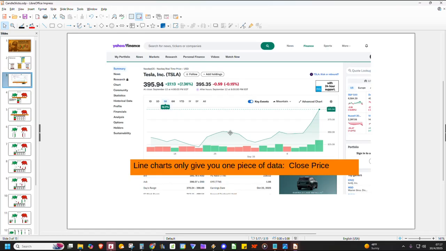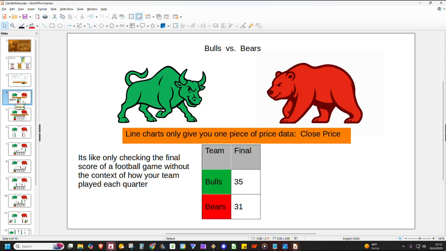It's almost like looking at the scores of a football game, where you see just the final score. In this chart, you see the Bulls versus the Bears, and the line chart gives you one piece of data, which is the final score. But a candlestick chart can give you, with one image, a lot more information, almost like what was happening throughout the course of the football game. So when you saw the final score of 35-31, the Bulls won, you go, oh wow, it's a really close game. Maybe I should watch the recording of it.